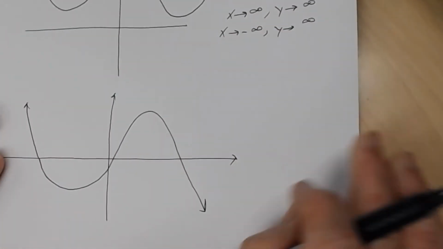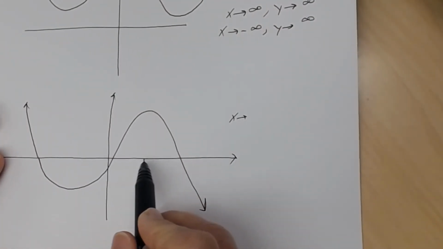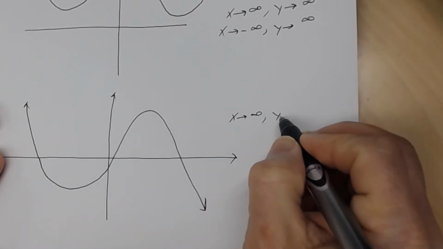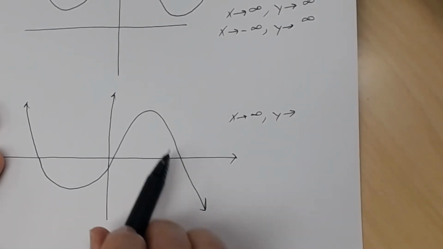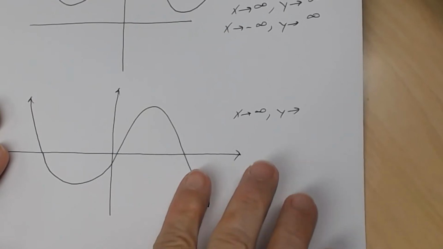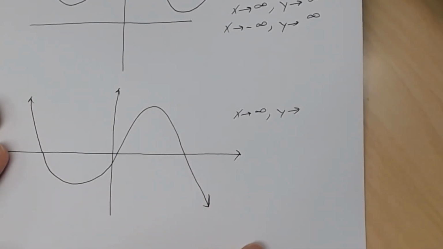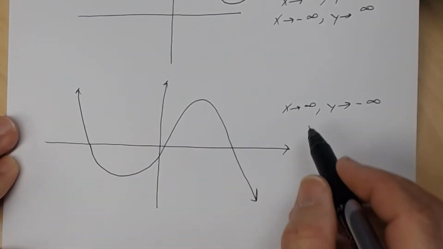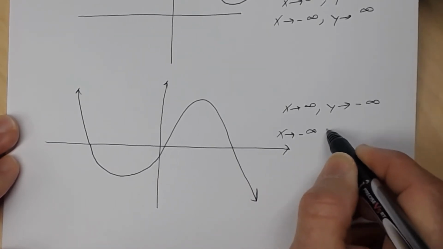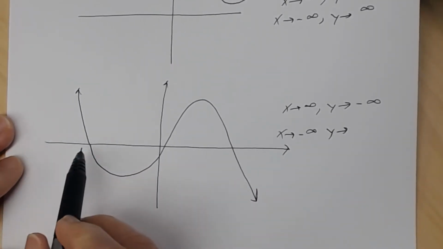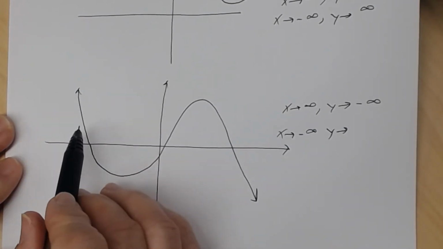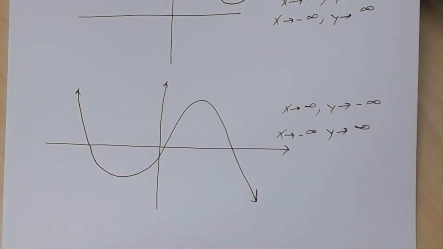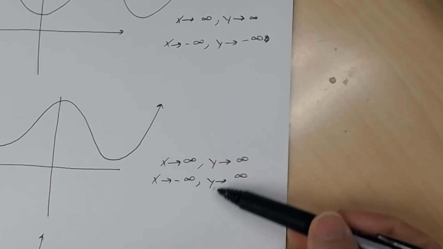All right, let's talk about this right here. As x goes to infinity, as we get bigger and bigger in terms of x, what are your y values going to? These are all about end behaviors. On this end, your y values are getting smaller and smaller. So y approaches negative infinity. Okay, let's talk about this side. As x goes to negative infinity, on this end behavior, y approaches positive infinity. Okay? All right, as we go through this, we're going to talk about these ideas again.